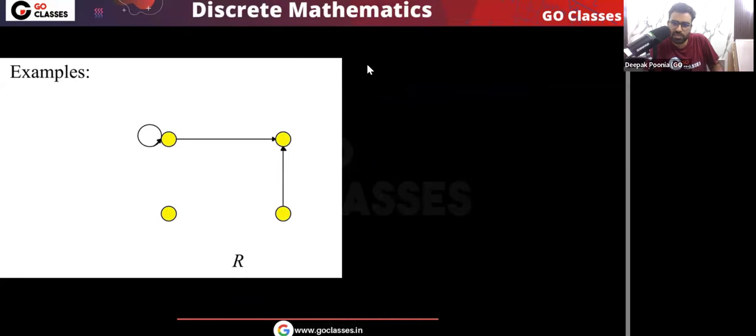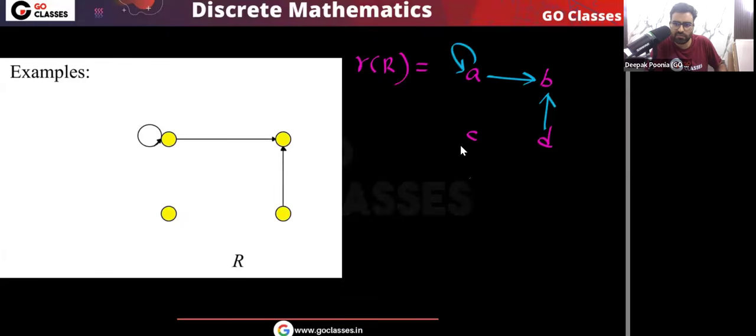To find the reflexive closure of R, what will you do? A, B, C, D, these are the elements. So to find the reflexive closure of R, you draw R as it is. This is the relation R. Now on every vertex, you put a self loop for the reflexive closure. That's it. Very simple. This is the reflexive closure.